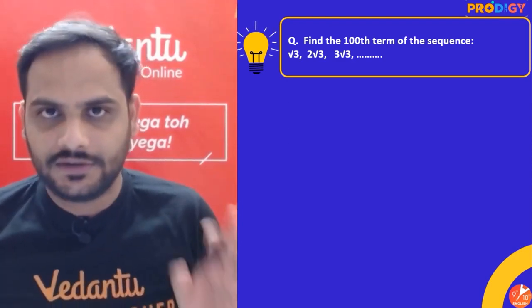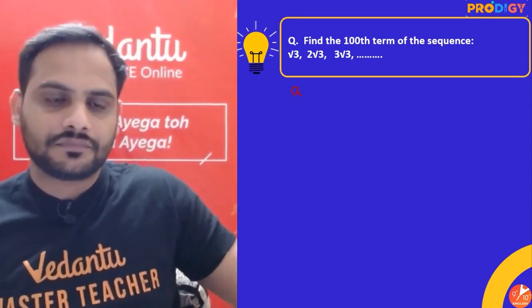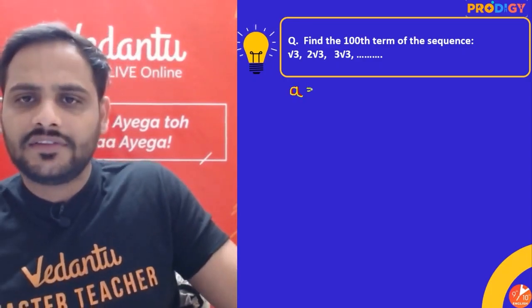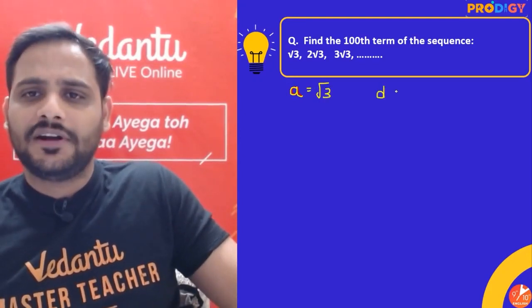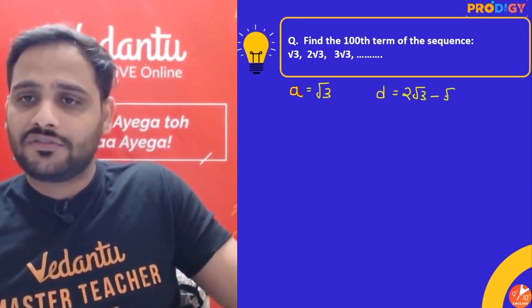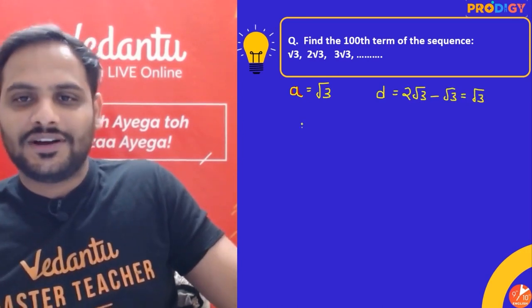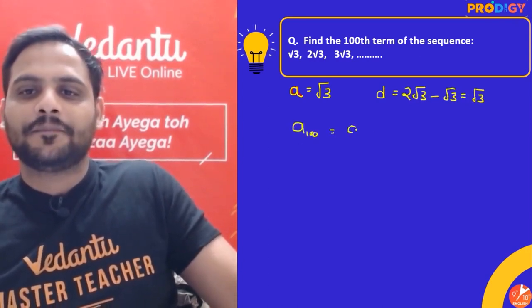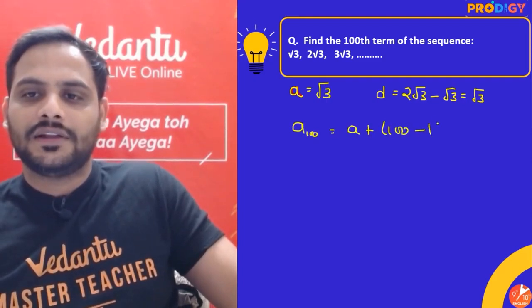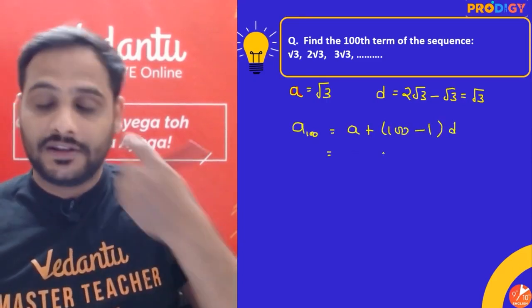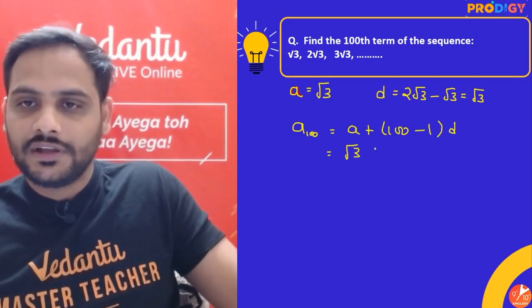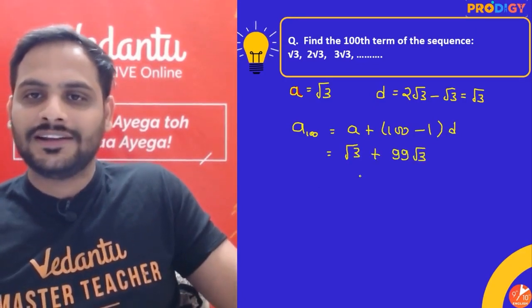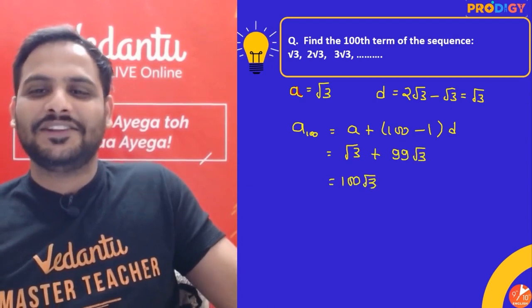Okay, bachcho? Now find the 100th term of this sequence. Let me change the pen color. I can say the first term is root 3 and the common difference will be 2 root 3 minus root 3, which means root 3 only. So the 100th term will be a plus 100 minus 1 into d, n minus 1 into d. So root 3 plus 99 root 3, which is equal to 100 root 3. Okay, and we know this.